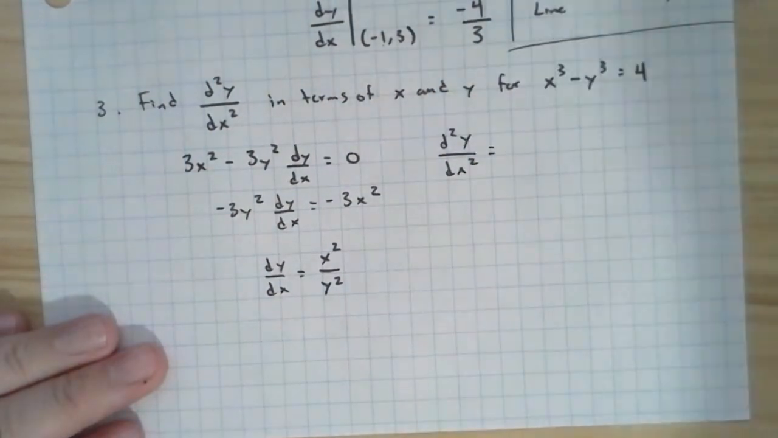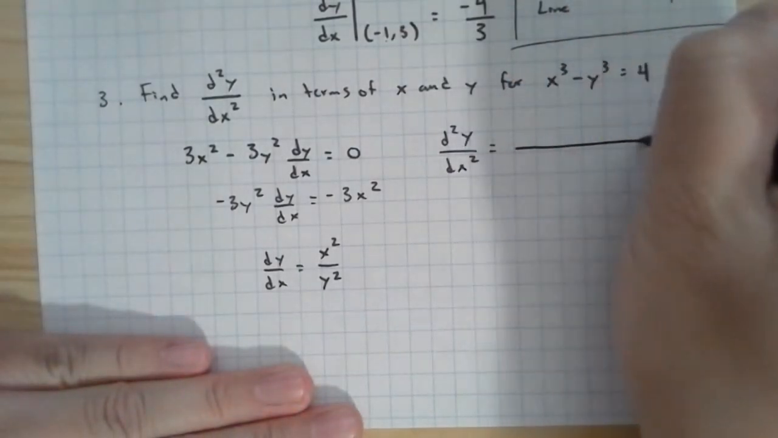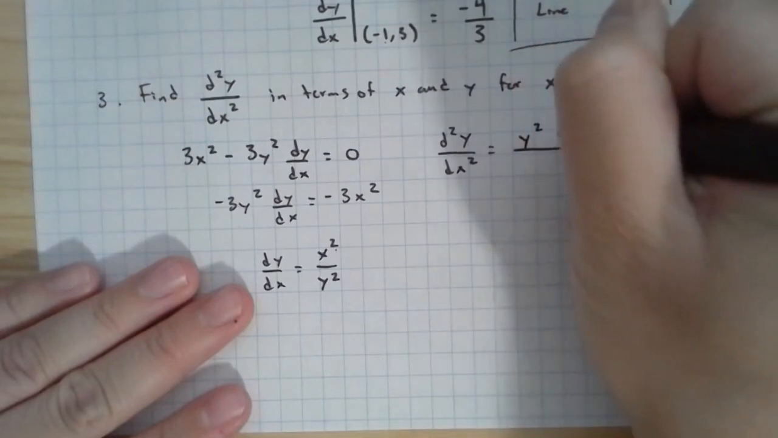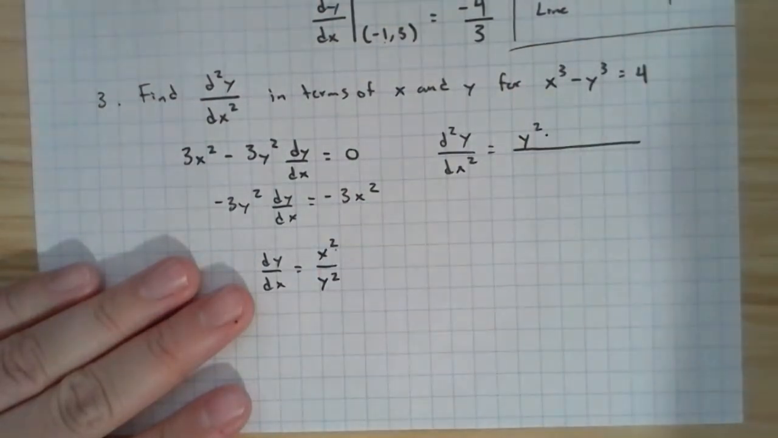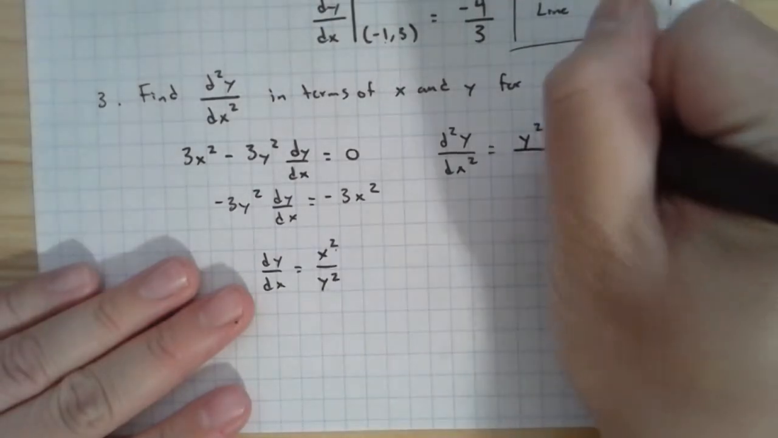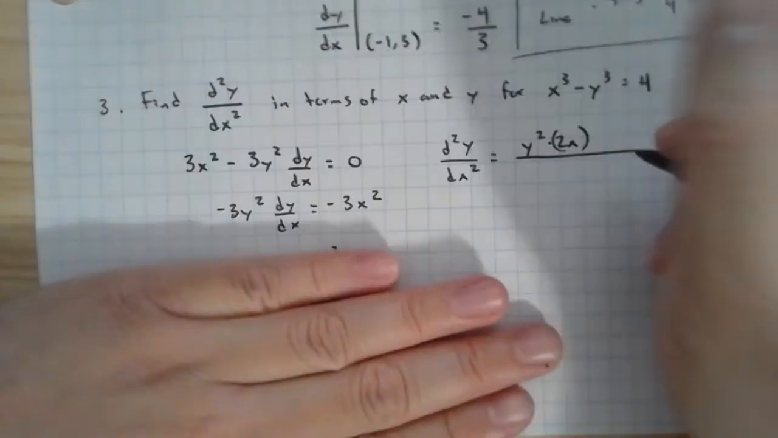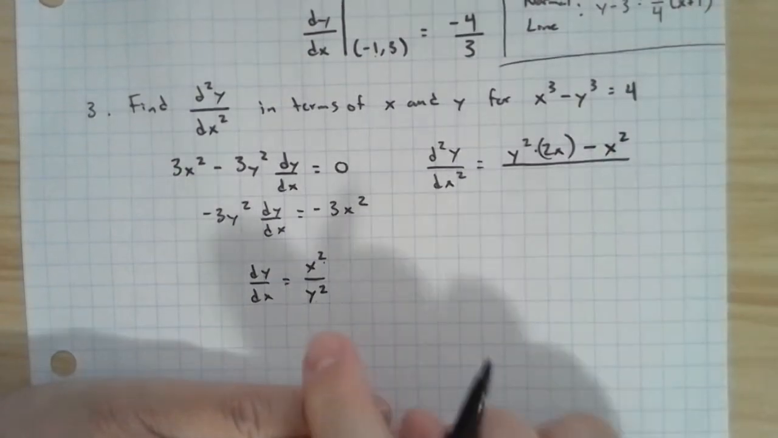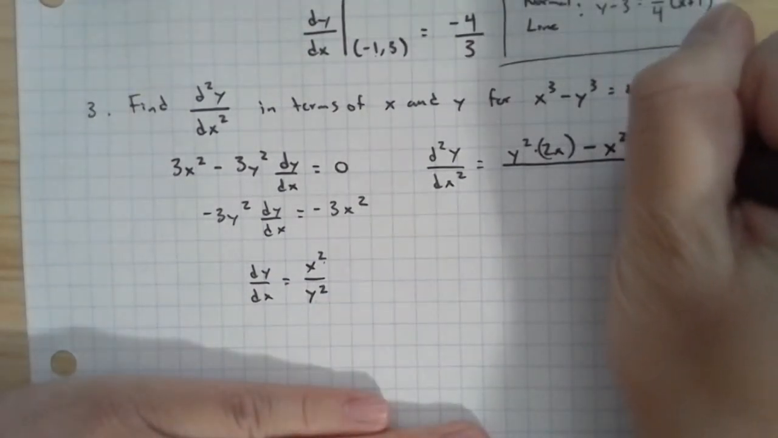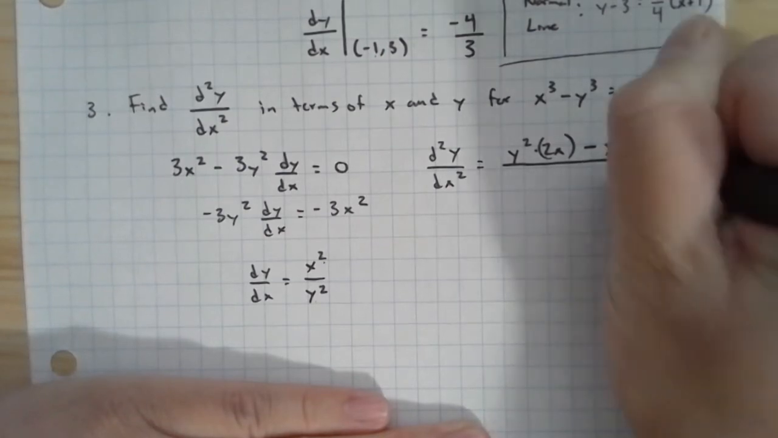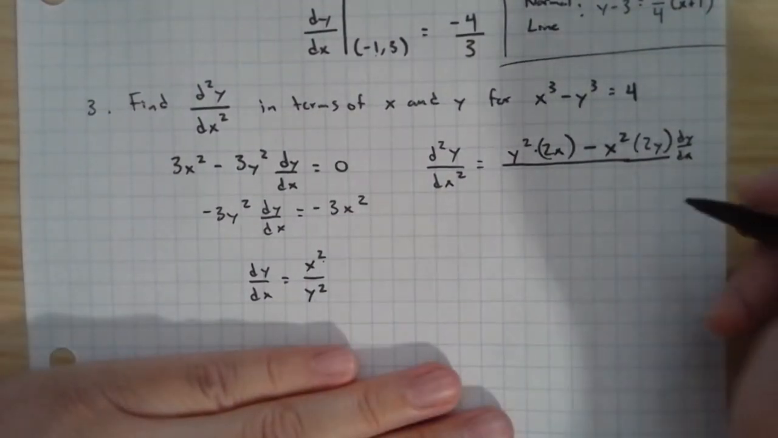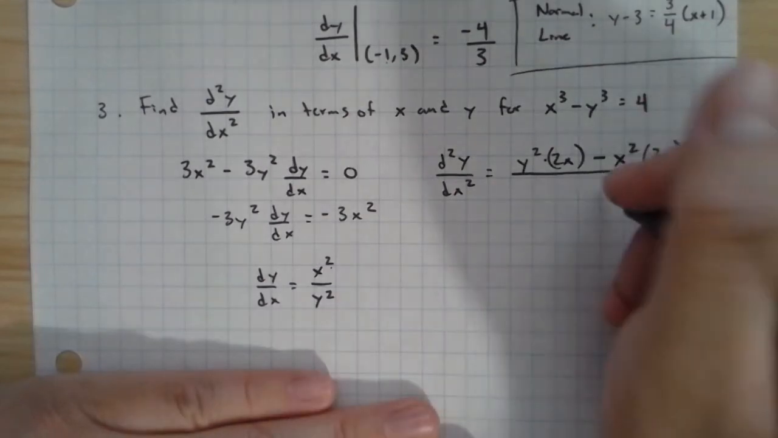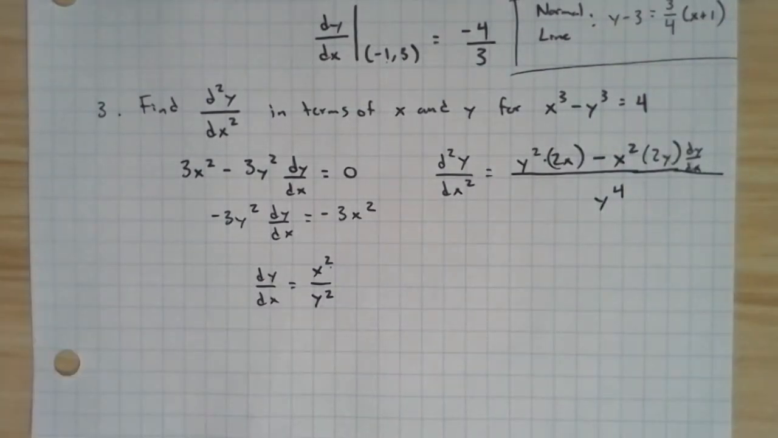So for the second derivative, I'm going to use the quotient rule. It tells you the denominator, y squared, times the derivative of the numerator, 2x, minus, this one is a subtraction, the numerator times the derivative of the denominator, 2y, and that is a y, so dy dx, and dy dx is part of the numerator, all over the denominator squared, so y to the fourth.